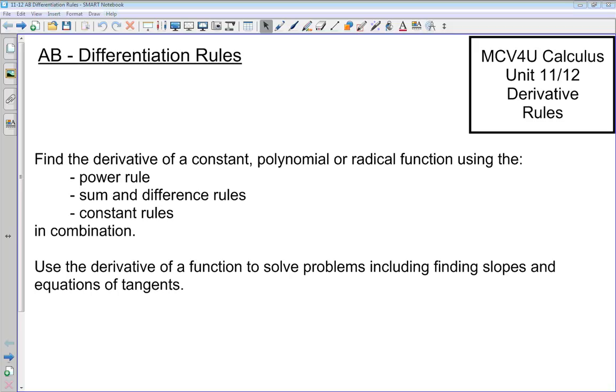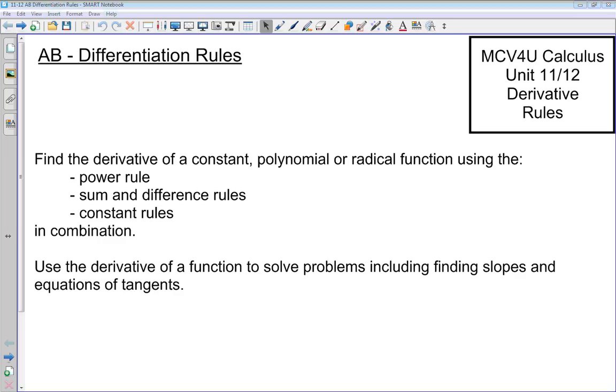Okay, this is the first lesson in our unit on derivative rules, and what we want to do by the end of this lesson is be able to find the derivative of a constant function, a polynomial function, or a radical function using these rules for finding derivatives, what we call the power rule, the sum and difference rules, and the constant rules. And we want to be able to use each of these rules either alone or in combination with the other rules.